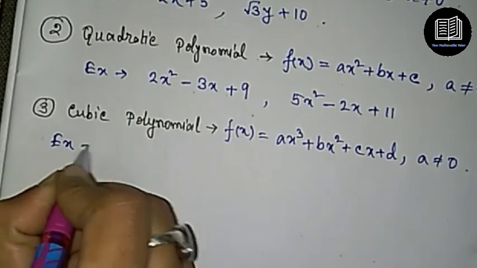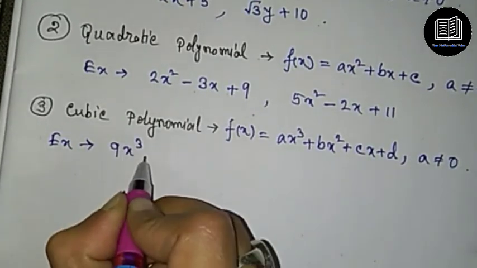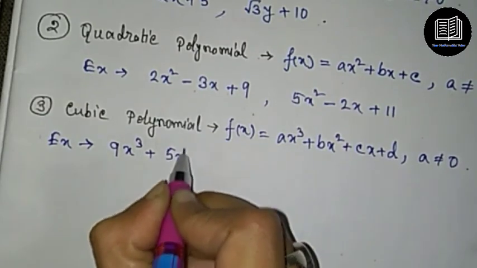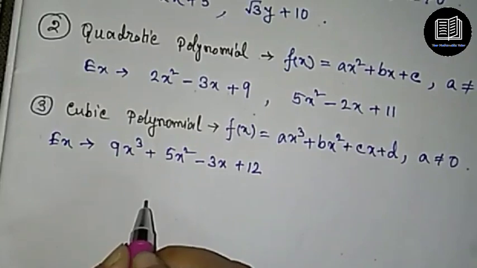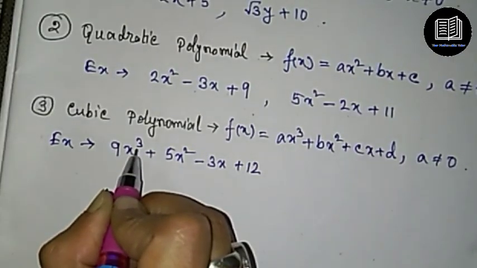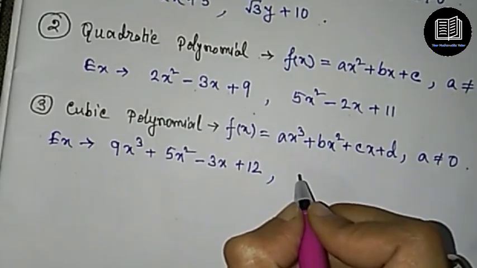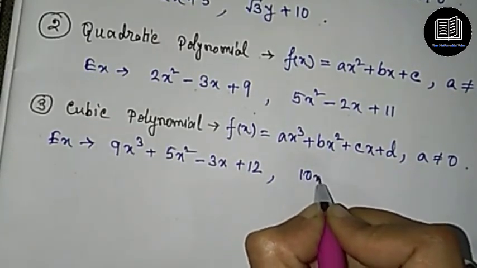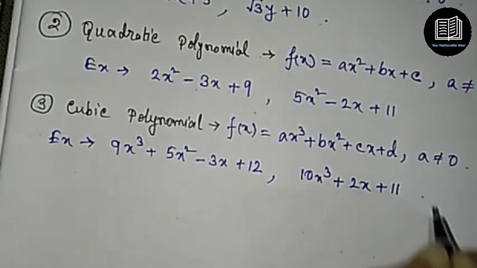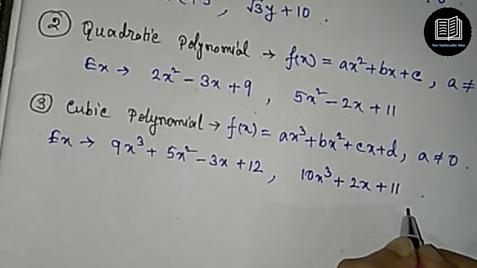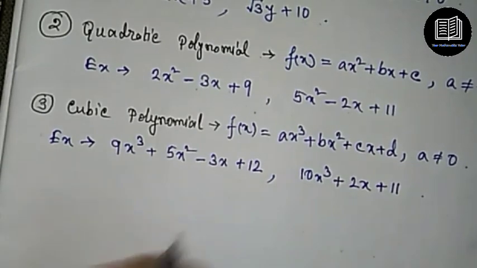For example, 9x cube plus 5x square minus 3x plus 12. See here, the highest power of x is 3, so it is a cubic polynomial. Another example, 10x cube plus 2x plus 11. This is also a cubic polynomial. Why? Because the degree of x is 3.